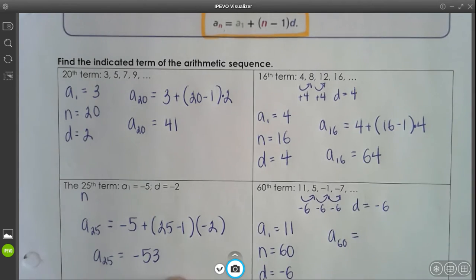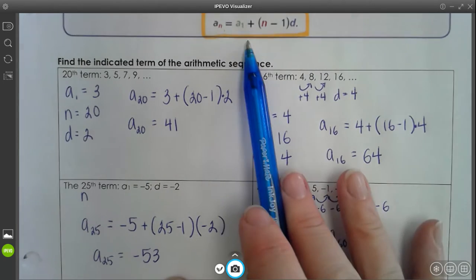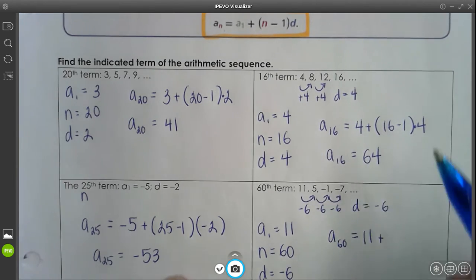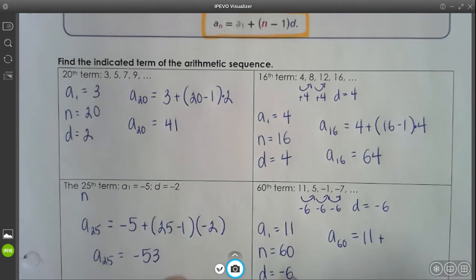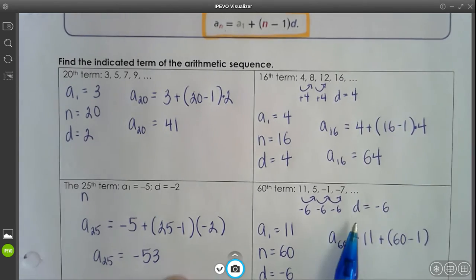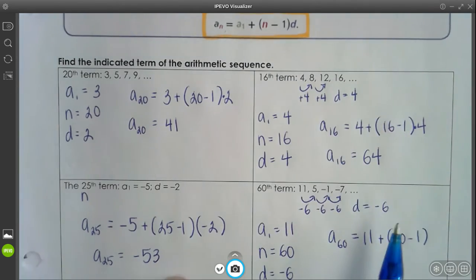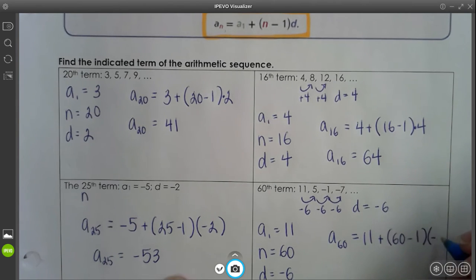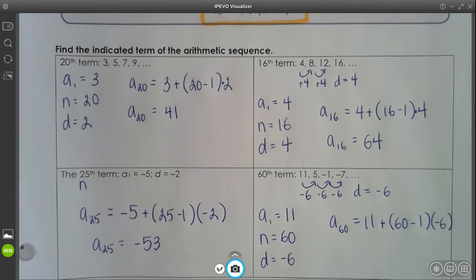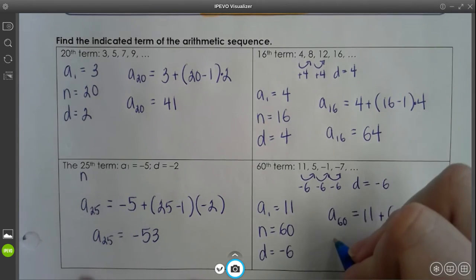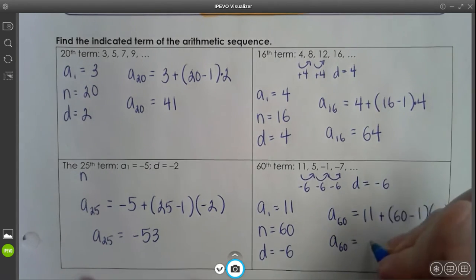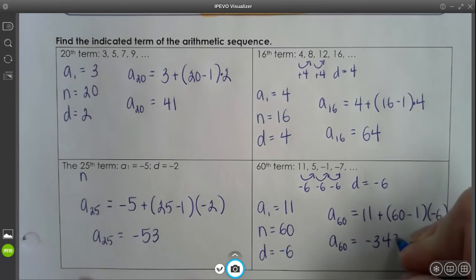plus, now in parentheses, it's n minus 1, so 60 minus 1. And then our common difference at the end is a negative number, so I'm going to put that in parentheses, multiplied by a negative 6, so it doesn't look like a minus 6 at the end. Okay, if I simplify all of that and enter it on a calculator, I end up with negative 343. That does make sense because this keeps going down and getting more and more negative every term.